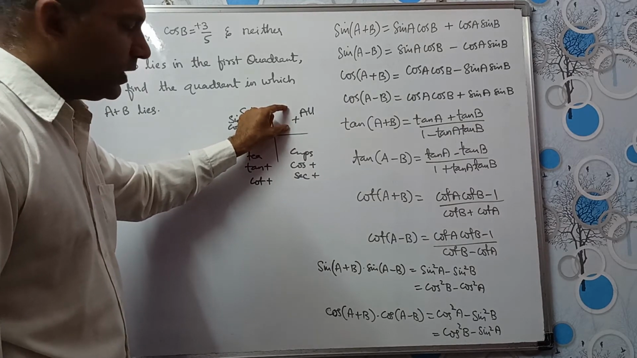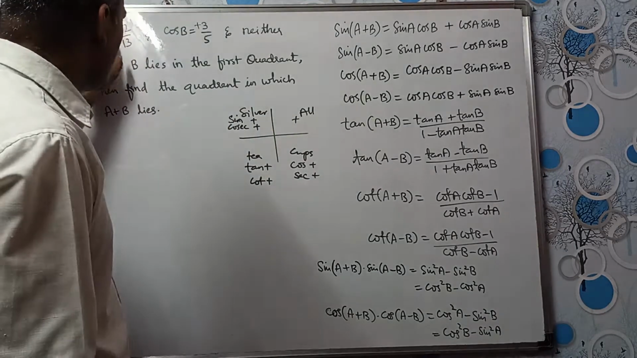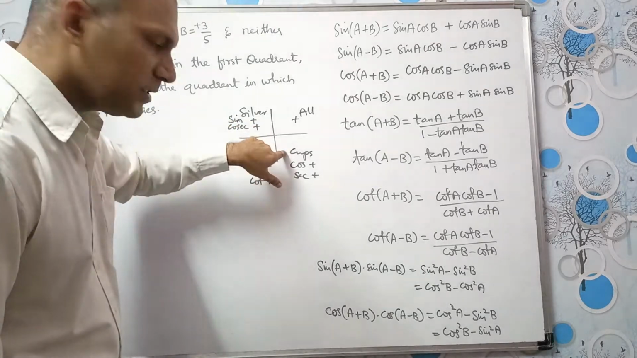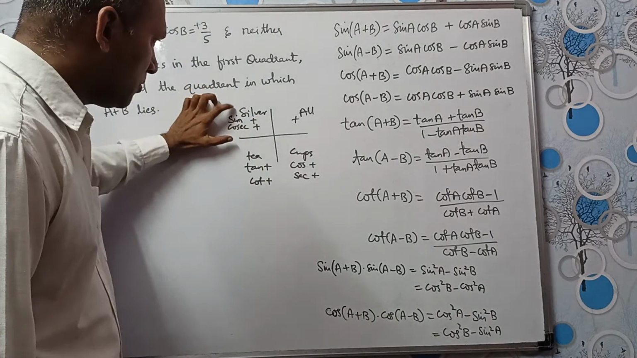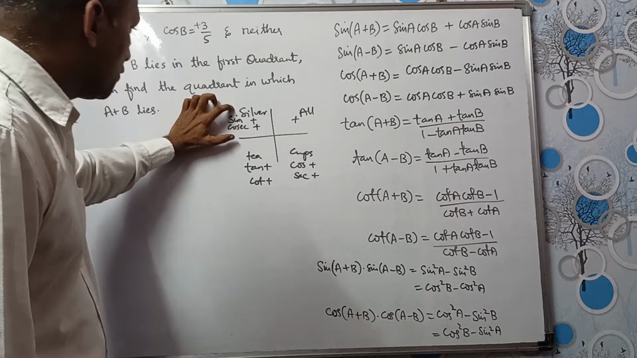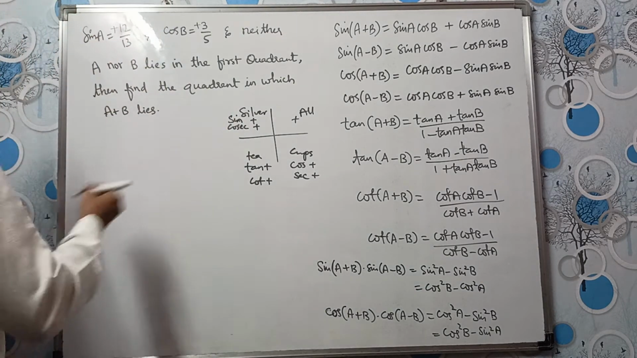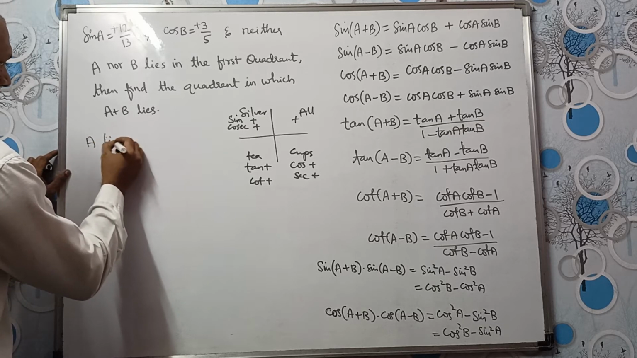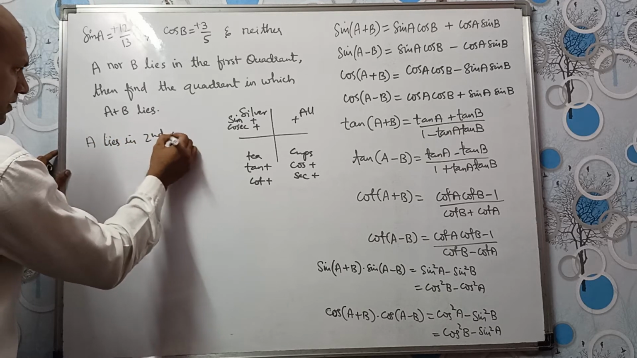Okay, so where should A be now? Sine should be positive. Is sine positive in this? No. Is sine positive in this? No. Sine is positive in this, right? So A should be in the second quadrant. So A lies in the second quadrant.